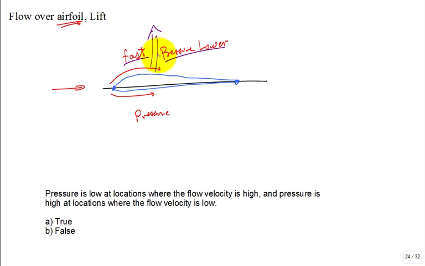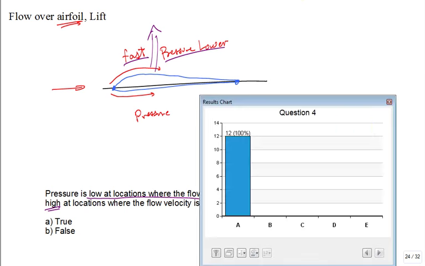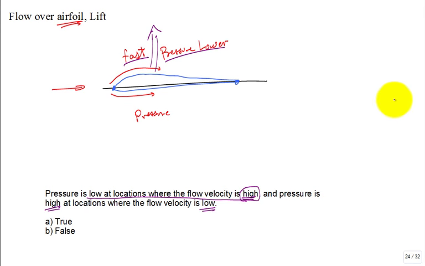The pressure is low at locations where the flow velocity is high, and the pressure is high at locations where the velocity is low. Is that true? And the pressure is high at locations where the flow velocity is low. You answer that, true or false? Hopefully that gave you enough time to ponder what we're talking about, because you're 100% correct, but that's the key. That's the key to these airfoils.